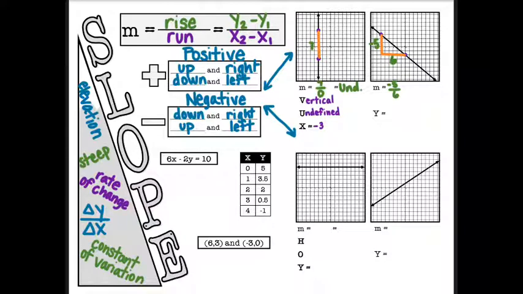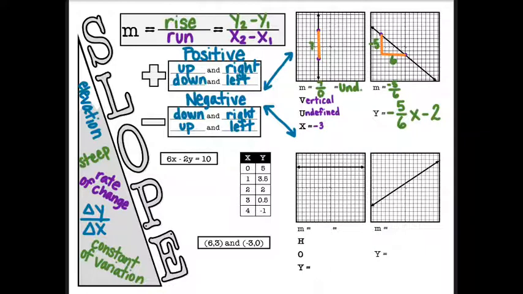Now I can write the equation of a line. Y equals mx plus b. M is the slope, which we said is -5 over 6, and b is the y-intercept. So the equation of this line is y equals -5 over 6 x minus 2.